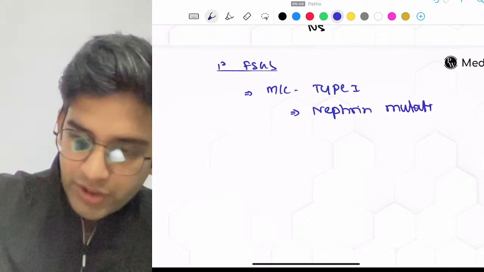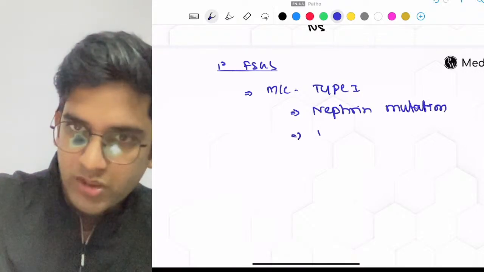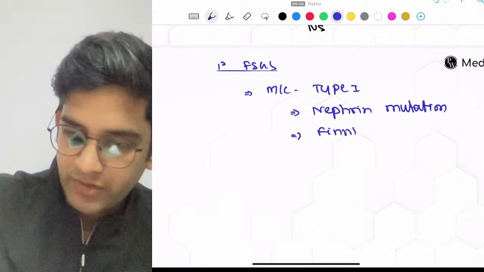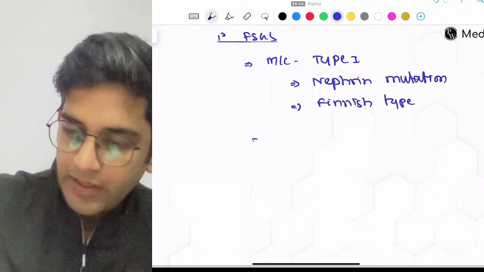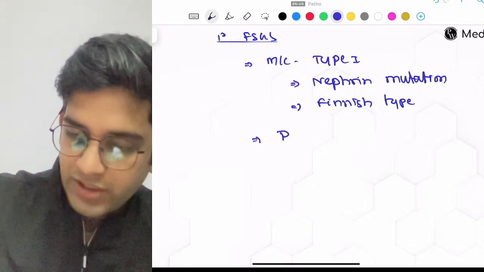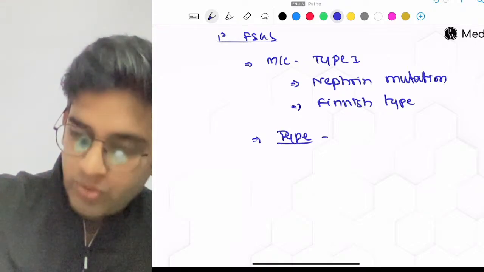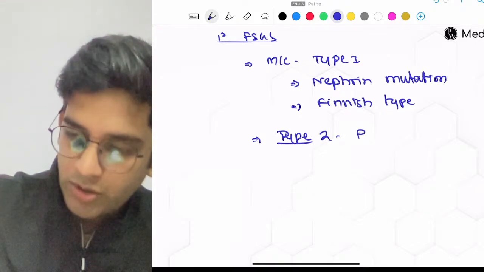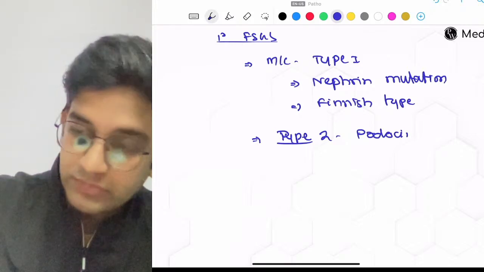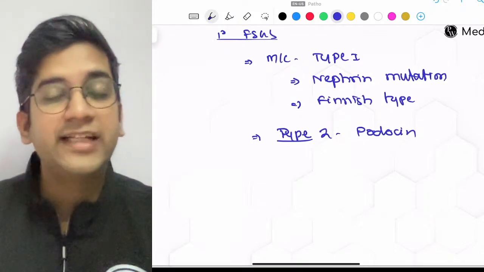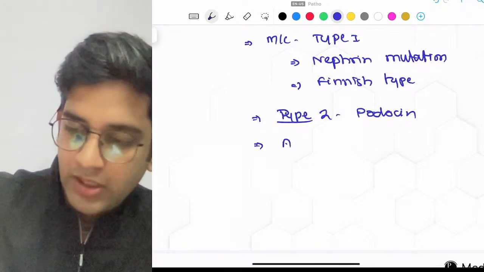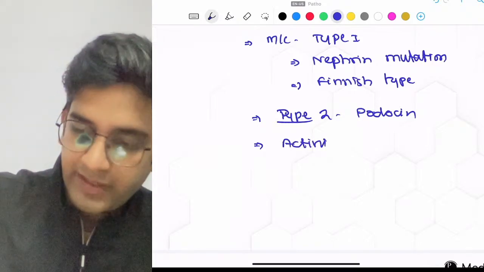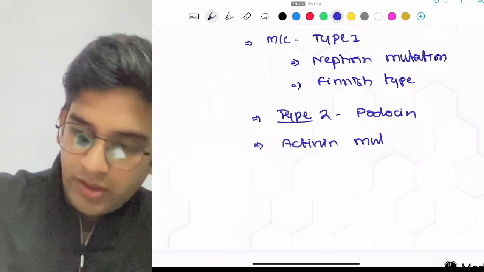So you have a different mutation, and this is also called Finnish type nephrotic syndrome. Yes, it's a bit common in Finland areas. Okay. They also have type 2 congenital nephrotic syndrome, where there's a mutation in a protein called podocin. There are multiple subtypes. There's actinin 4, there's apolipoprotein. There are multiple subtypes of nephrotic syndrome, and actinin 4 mutation can also cause it.